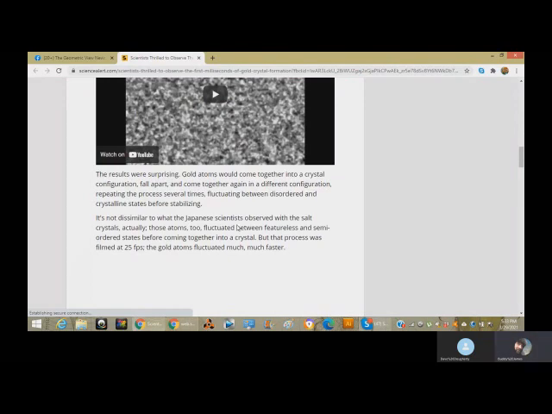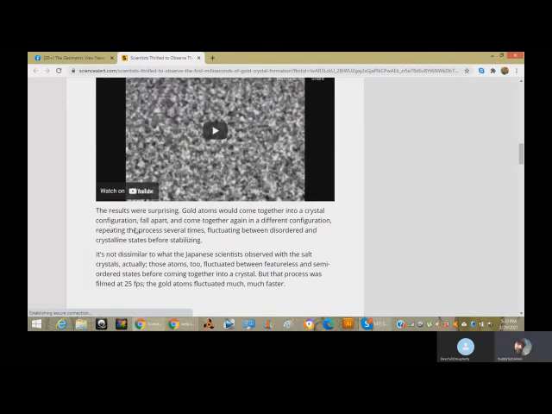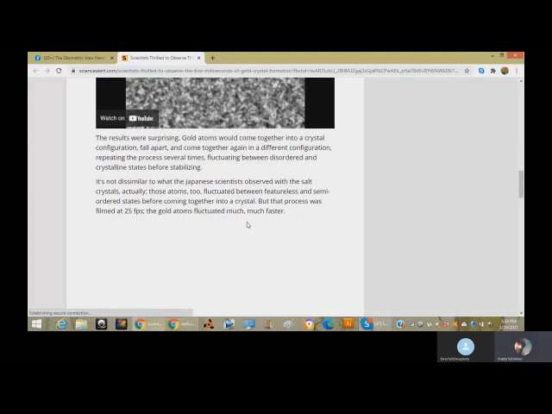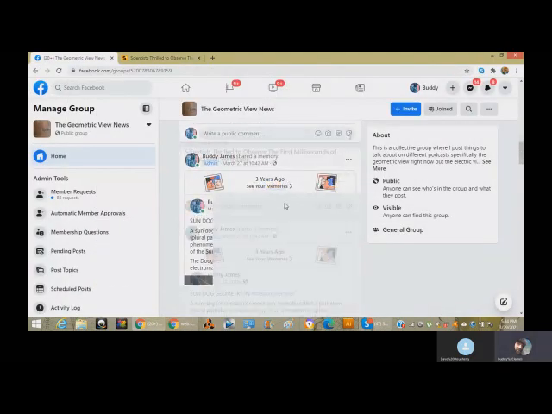The results were surprising. Gold atoms would come together into a crystal configuration, fall apart, and then come together again in a different configuration, repeating the process several times, fluctuating between disordered and crystalline states before stabilizing. It is not dissimilar to what Japanese scientists first observed with salt crystals. Actually, those atoms too fluctuate in semi-ordered states before coming together into a crystal. But that process was filmed at 25 frames per second. The gold atoms fluctuated much, much faster. So here's the articles if you want to read more.